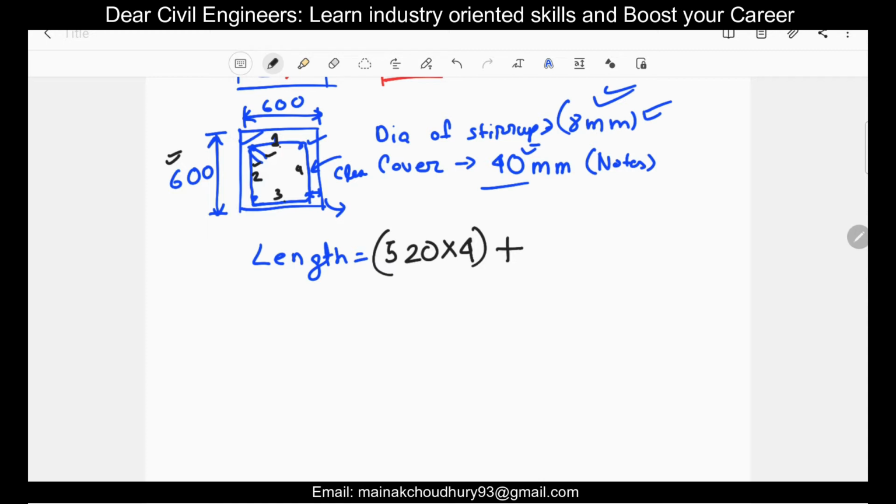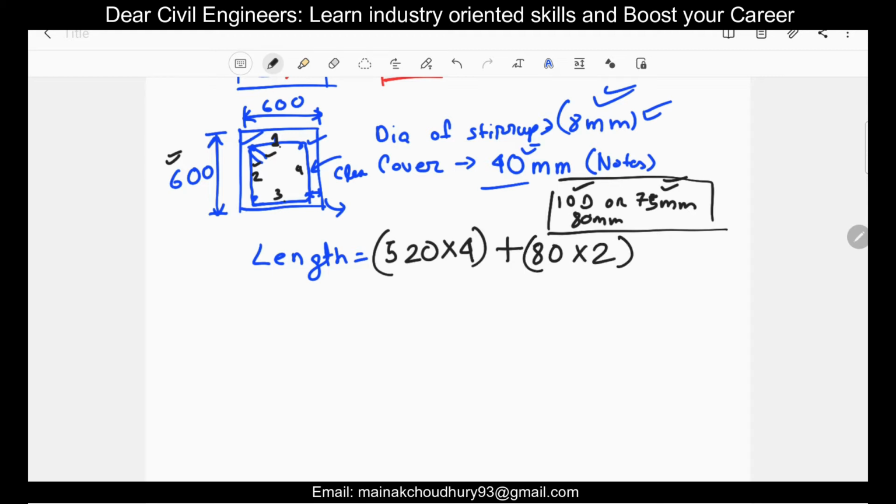Now for these two hooks, you have to study the drawing to see what is written. Generally the length taken for these hooks is 10d or 75 mm. You can take 75 mm for one particular hook, or you can take 10d. If you take 10d, it will be 10 into d, where d is the diameter of the stirrup in mm, which is 8 mm, so 80 mm. Or if you take 75 mm, then we can take 75 mm. Please look into the drawing to see what is written. You can take either of these. Let's go with 10d. So here it will be 80 into 2.